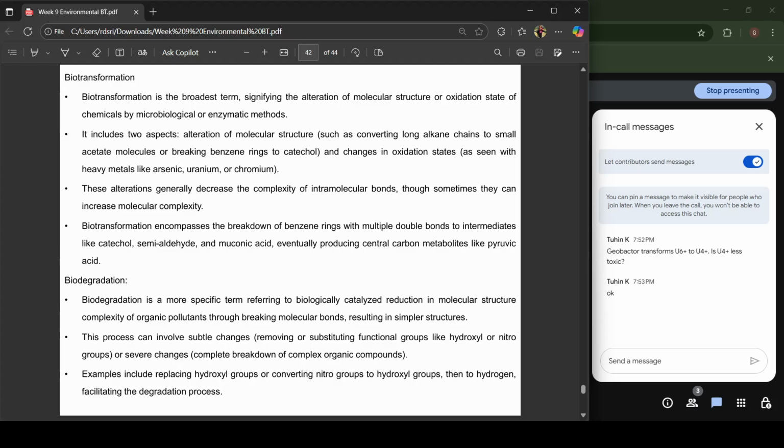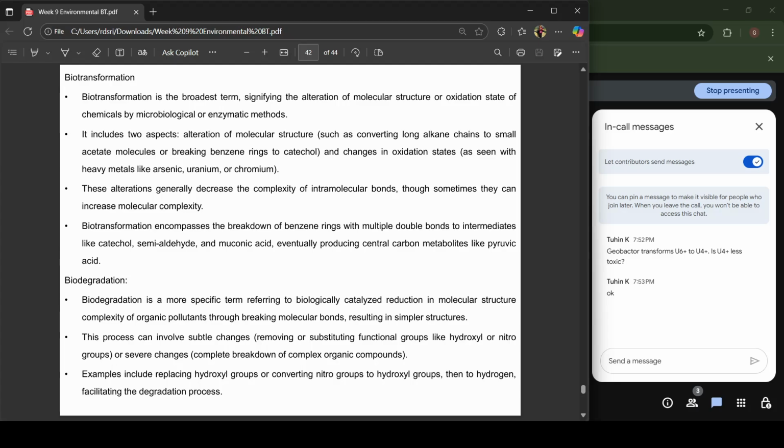As an example of alteration of molecular structure, it converts long alkane chains to small acetate molecules, or it breaks benzene rings to catechol. All these are examples of alteration of molecular structure. Change in oxidation state we have seen in the case of Geobacter, like uranium 6+ to 4+, and hexavalent chromium to trivalent chromium. Similarly, in the case of arsenic or many metals for that matter, we can see change in oxidation state. These alterations generally decrease the complexity of intramolecular bonds, and in very rare cases, they can also increase the complexity.